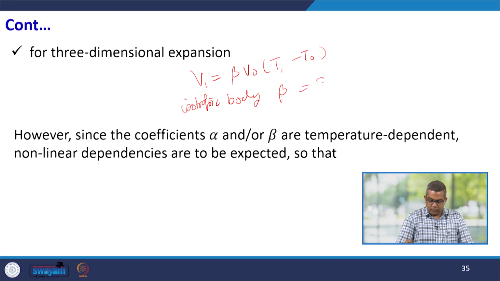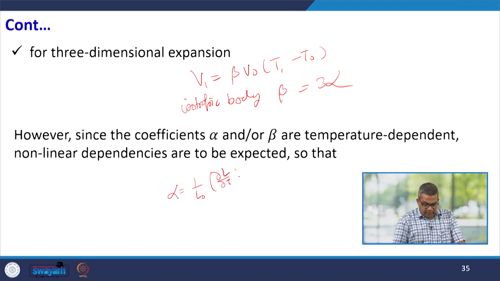For an isotropic body, beta is equal to 3 alpha. However, since the coefficients alpha and beta are temperature dependent, non-linear dependencies are to be expected. So, alpha is equal to 1 over L0 del L over del T at constant P. Respectively, beta is equal to 1 over V0 del V over del T at constant P.